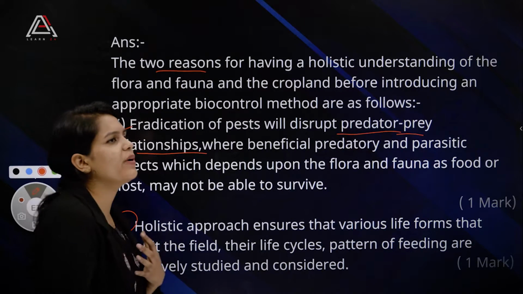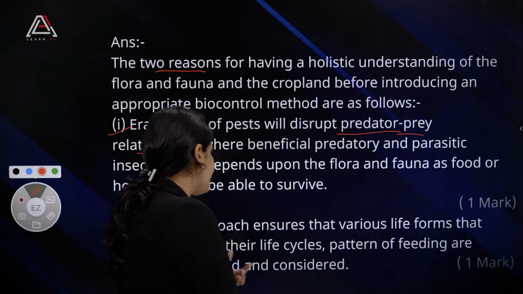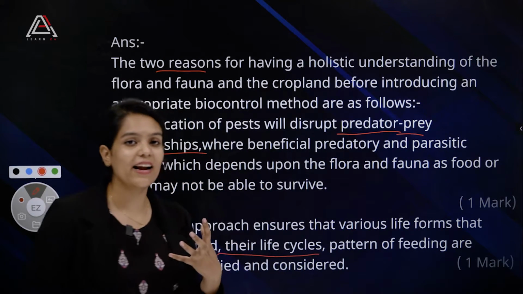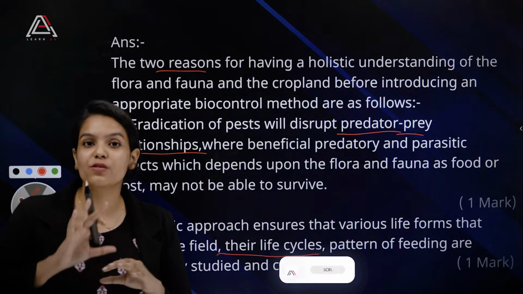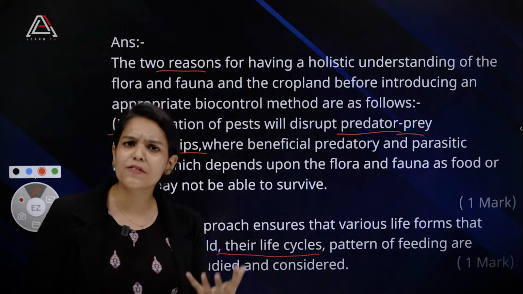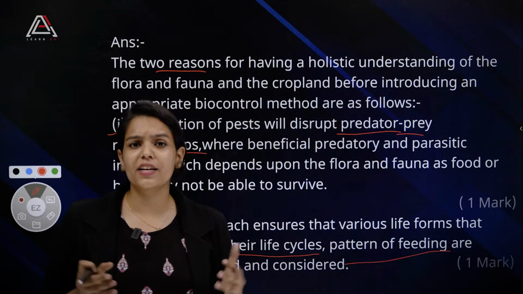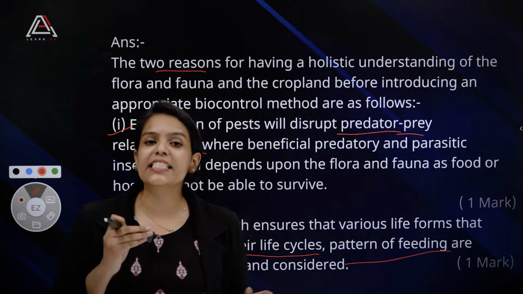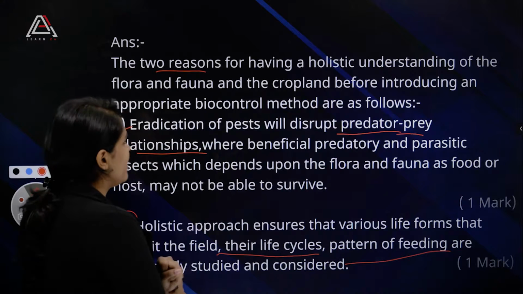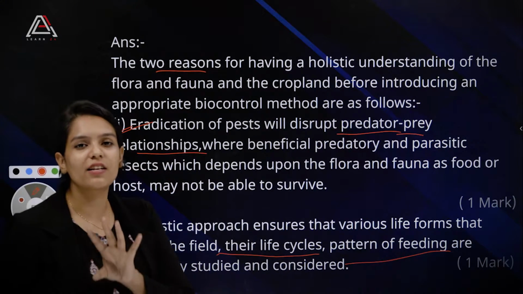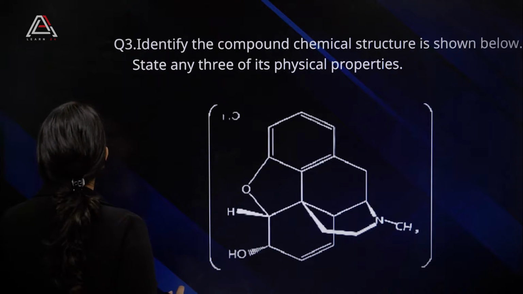Second point, just explain what sort of holistic approach you can put. That is by talking about their life cycles, or by studying the flora and fauna which is present in their cropland, studying their life cycle, studying their pattern of feeding. With all this information, you can safely introduce any biocontrol method to that particular field. So perfect, you have to put these twin points and you will definitely get the 2 marks which you want. Alright, moving on to the next question.